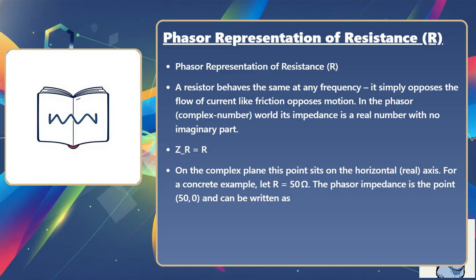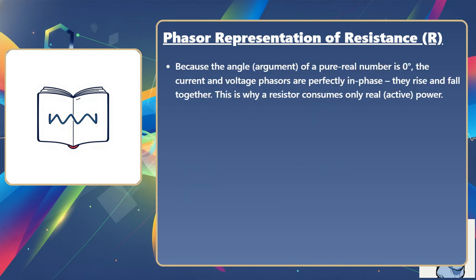For a concrete example, let R equal 50 ohms. The phasor impedance is the point (50, 0) and can be written as Z sub R equals 50 plus j0 ohms. Because the angle (argument) of a pure real number is 0 degrees, the current and voltage phasors are perfectly in phase, they rise and fall together. This is why a resistor consumes only real, active power.